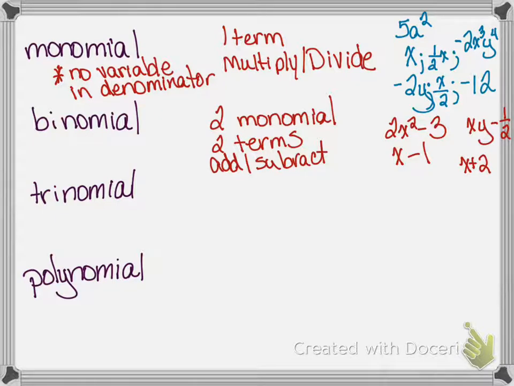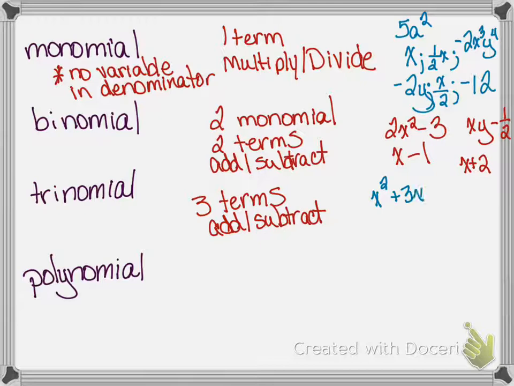Any idea what a trinomial is? 3 terms, or 3 monomials. You are going to add and you are going to subtract. These are what we factor. We do a lot of factoring with trinomials. It looks like x squared plus 3x minus 1. That's a trinomial. X to the fourth plus x squared plus 8. That's a trinomial.